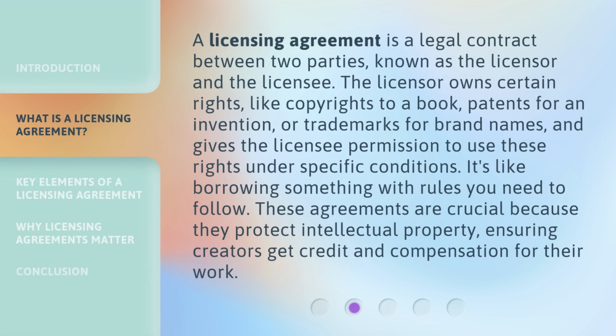A licensing agreement is a legal contract between two parties, known as the licensor and the licensee. The licensor owns certain rights, like copyrights to a book, patents for an invention, or trademarks for brand names, and gives the licensee permission to use these rights under specific conditions. It's like borrowing something with rules you need to follow. These agreements are crucial because they protect intellectual property, ensuring creators get credit and compensation for their work.